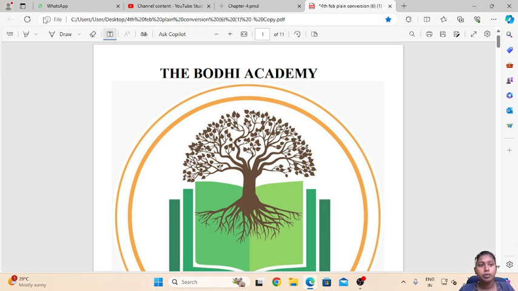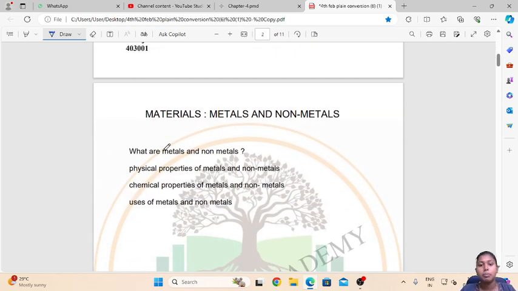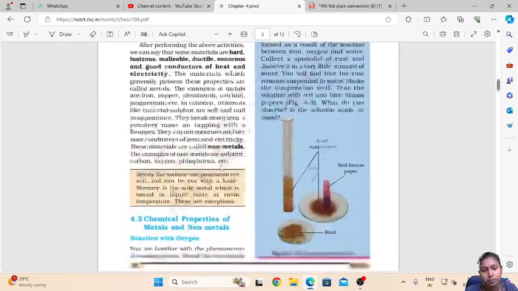So today we'll be continuing with the chapter that is materials, metals and non-metals. In our previous video we have seen what are metals, what are non-metals, and we have seen a few physical properties of metals and non-metals. So in today's class we're going to deal with chemical properties of metals and non-metals and uses of metals and non-metals. So let's start with the chemical properties of metals and non-metals.